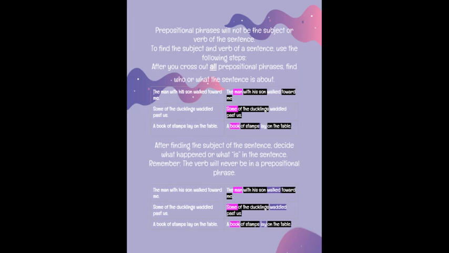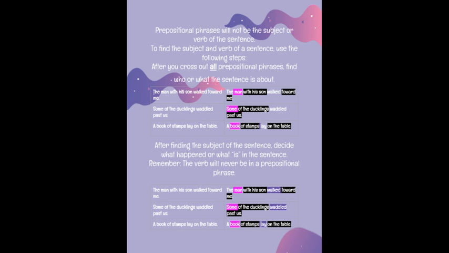Some of the ducklings waddled past us. Of the ducklings and past us are the prepositional phrases in the sentence. So now you have to ask yourself who or what the sentence is about. The sentence is about some of the ducklings. So some is your subject. And a book of stamps lay on the table. Of stamps and on the table are your prepositional phrases. So who or what is the sentence about? The sentence is about the book. So book is your subject.